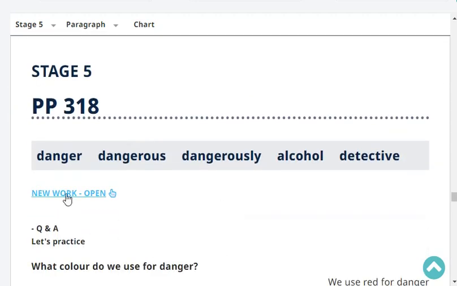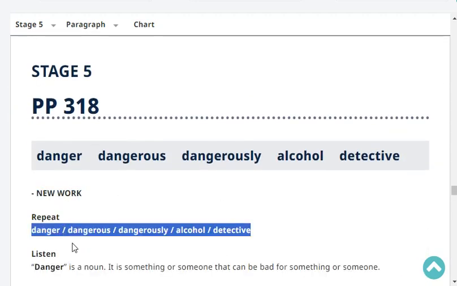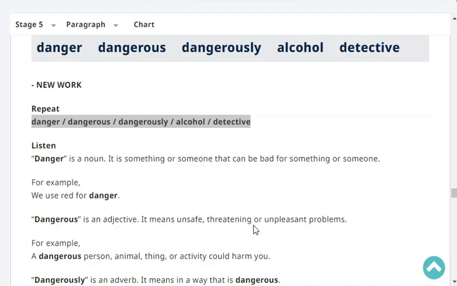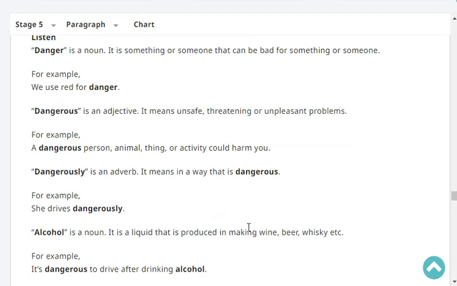Next, repeat. Danger. Dangerous. Dangerously. Alcohol. Detective. Very good. Okay, listen. Danger. The word danger is a noun. It is something or someone that can be bad for someone or something. For example, we use the color red for danger.